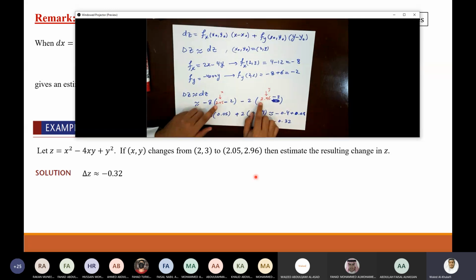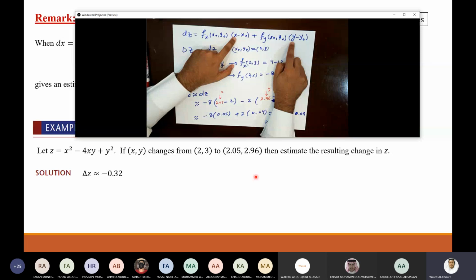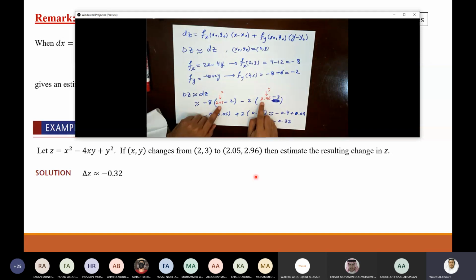Remember the xy. The xy in the equation is the new point. That is, the point after you move from x naught y naught to the new point x and y, it is this one. Okay.